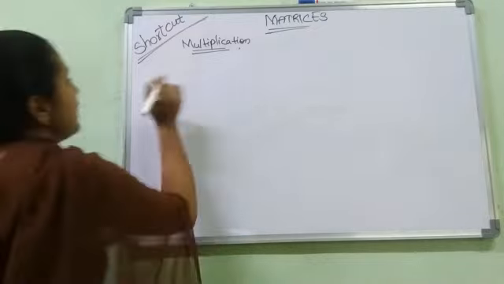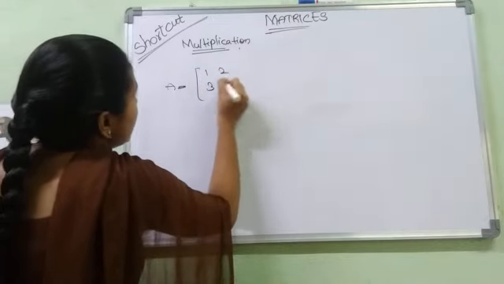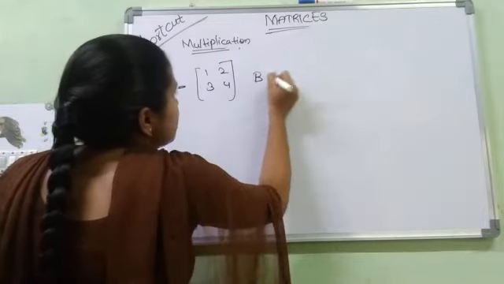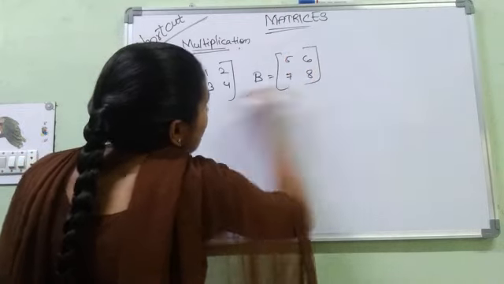So now in multiplication, for example, the matrix A is equal to 1, 2, 3, 4, okay? Suppose, and B is equal to 5, 6, 7, 8, okay?